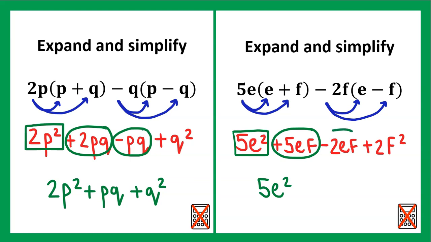We'll be able to collect like terms by doing 5ef take away 2ef, which will leave us with 3 lots of ef. And then lastly, we have 2f squared by itself.